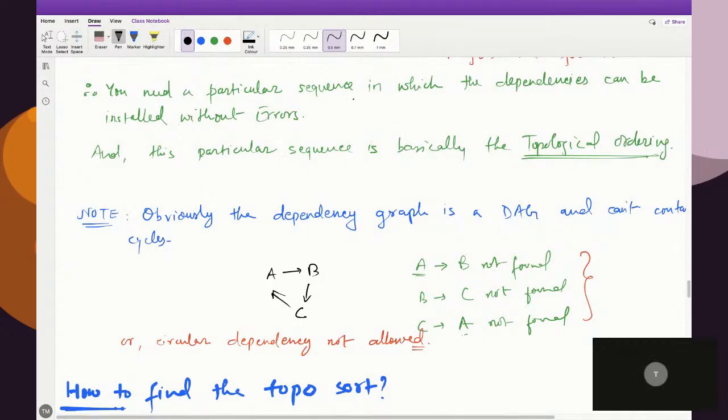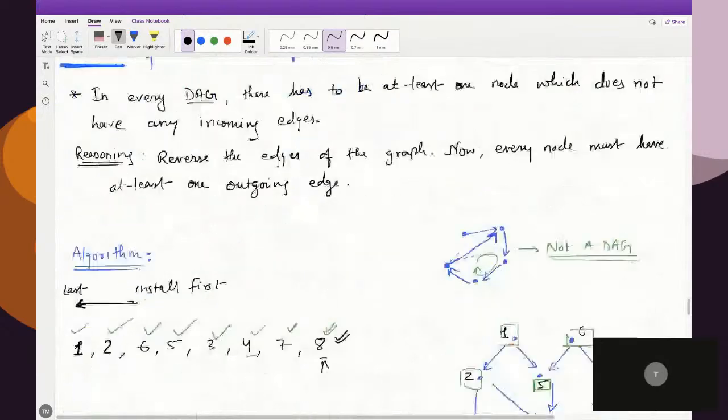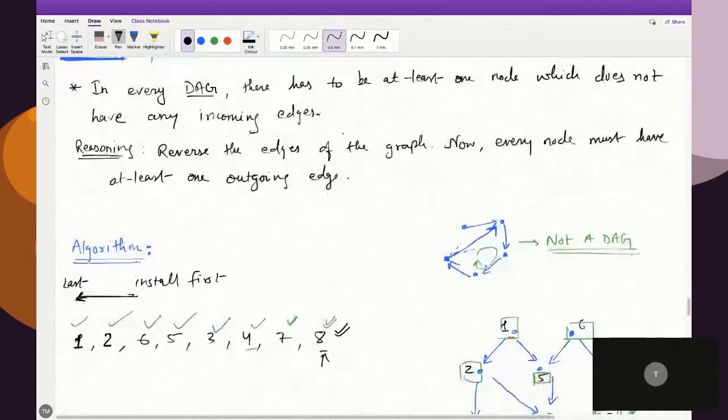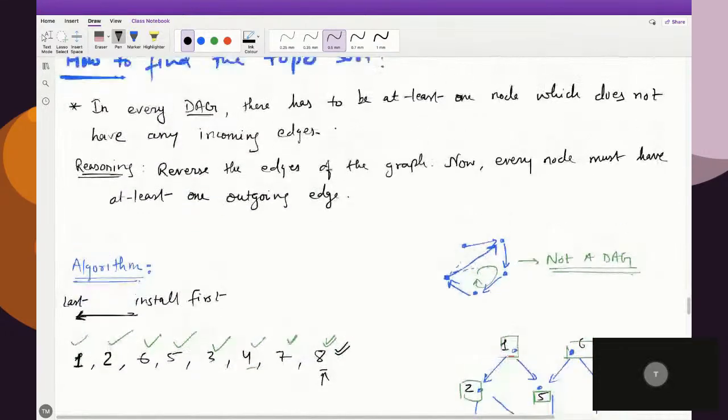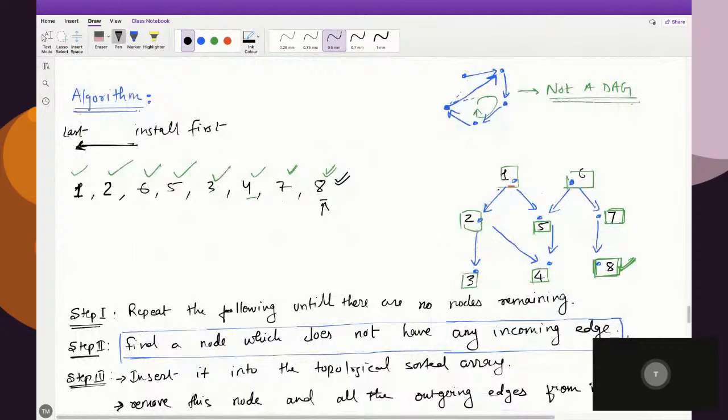Now, to find topological ordering, or topological sorting, what we do in the DAG is we basically prove that in any directed acyclic graph, there is always going to be at least one vertex which doesn't have any incoming edges. For example, in this graph, you can see node number 1 and node number 6 have no incoming edges. The only outgoing edges they have, right? So we proved that this is always true.